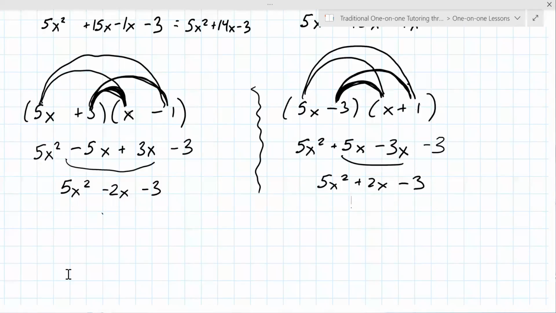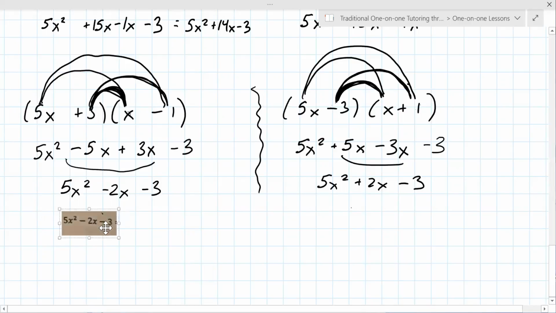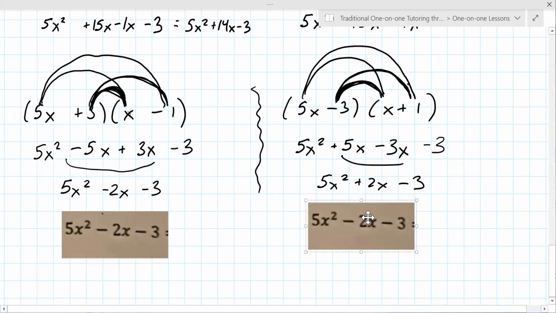5x squared and negative 3. They're the same. Okay, let me snip in question B again here, and let's see if I can get you to just compare them. Okay, so here's B. I'm snipping it here, and then I'm snipping it here. Which one is the same? The left or the right?